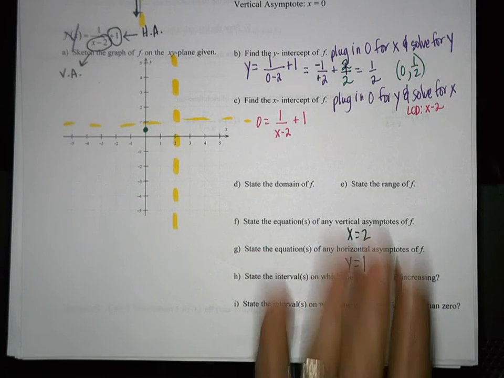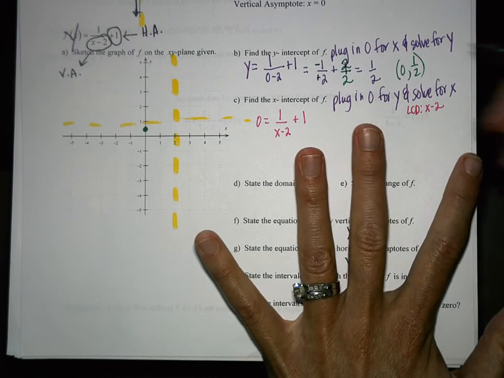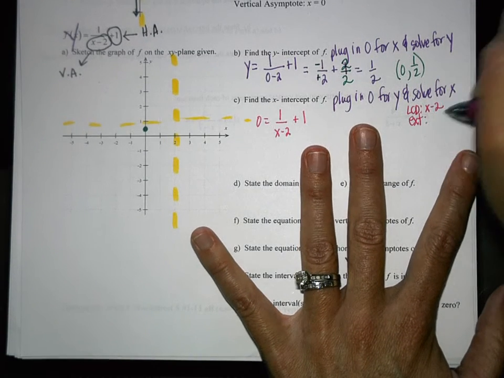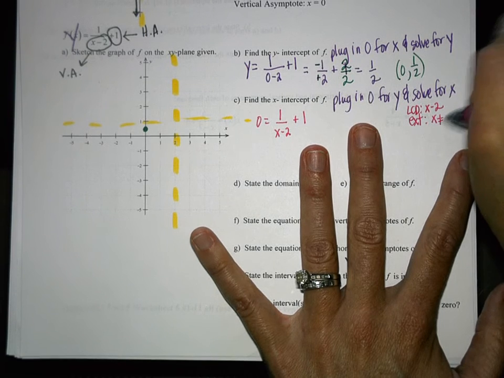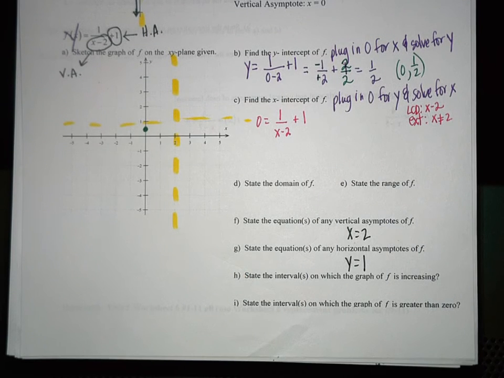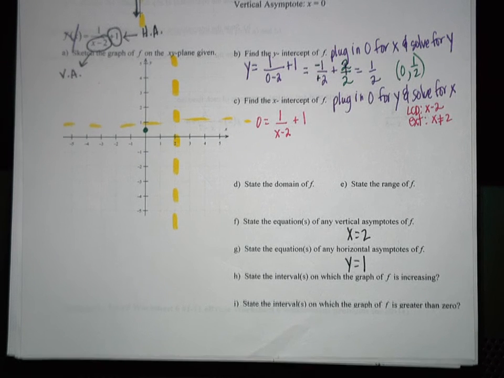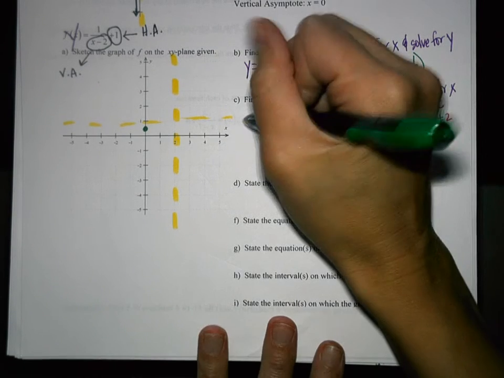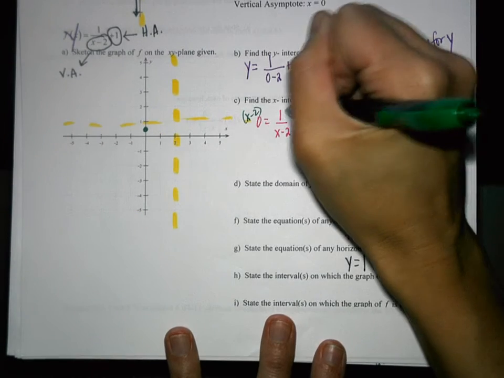It's always a good idea to check your extraneous solutions as well. So what are my extraneous solutions? Everybody needs to be writing this down. X cannot equal 2. So now what do I do? Now that I know my LCD, what do I do? Very good. Multiply every single term by x minus 2.